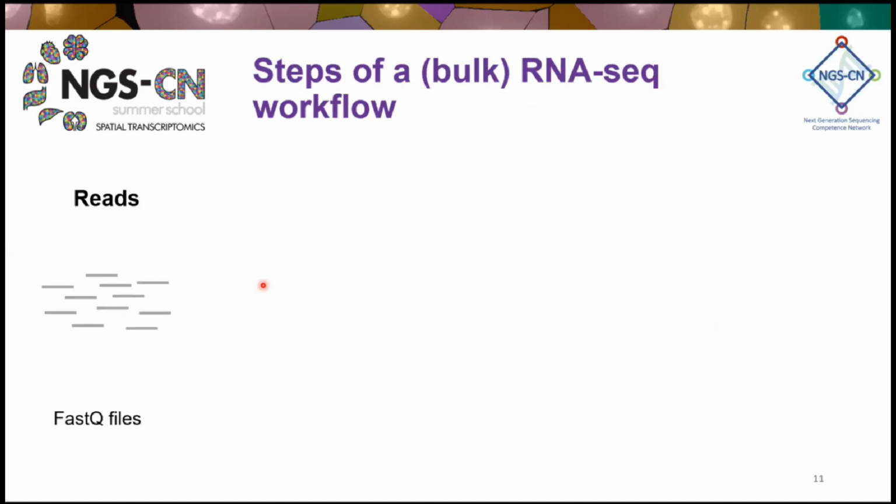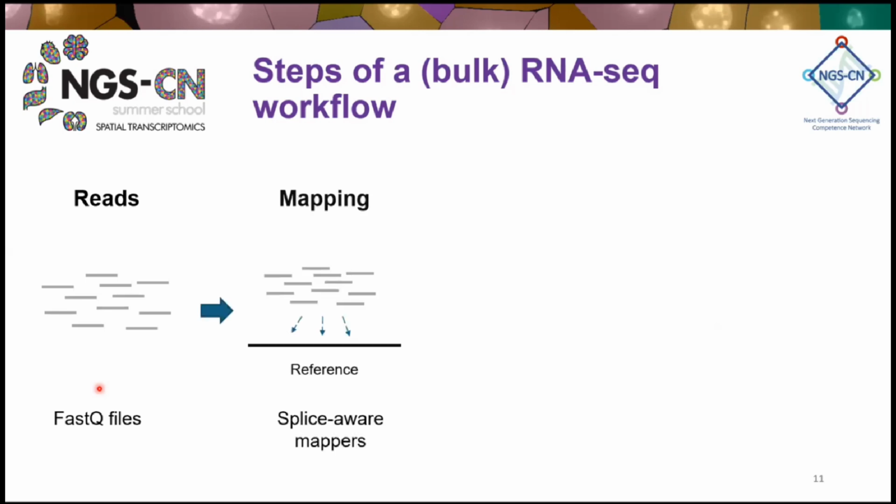So before I start, I just want to outline the basic steps of a bulk RNA-seq workflow, because the steps for a single-cell workflow are pretty similar, and you get an impression of how the basic analysis steps for this data are. You start with reads, which are typically FASTQ files. Now the problem is that you do not know what these reads are, and of course you cannot blast them. But what you can do is a process called mapping.